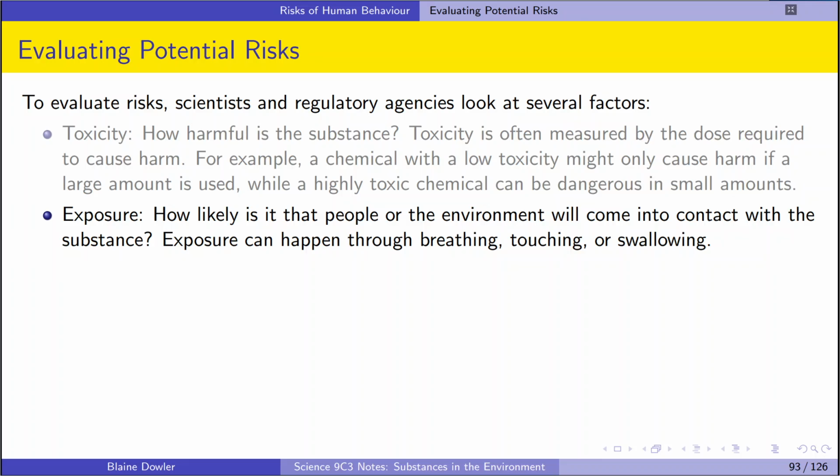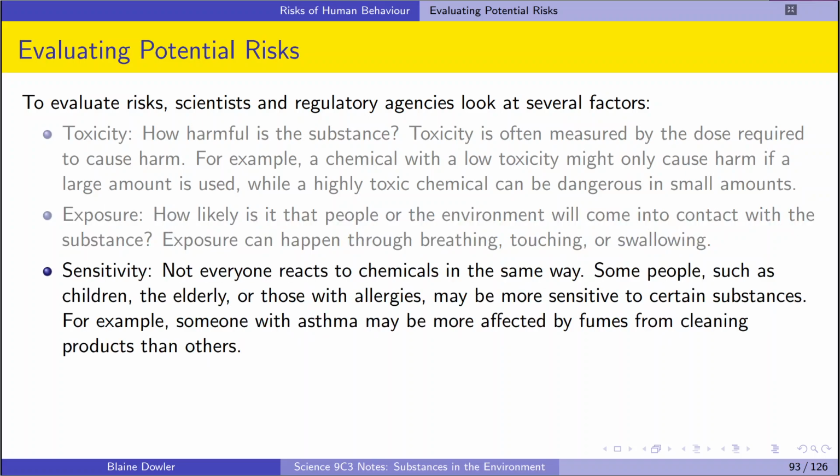Exposure. How likely is it that people or the environment will come into contact with the substance? Exposure can happen through breathing, touching, or swallowing. Sensitivity. Not everyone reacts to chemicals in the same way. Some people, such as children, the elderly, or those with allergies, may be more sensitive to certain substances. For example, someone with asthma may be more affected by fumes from cleaning products than others.